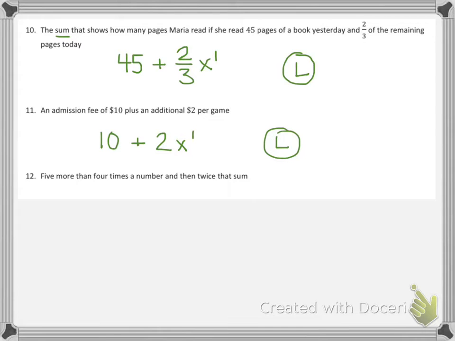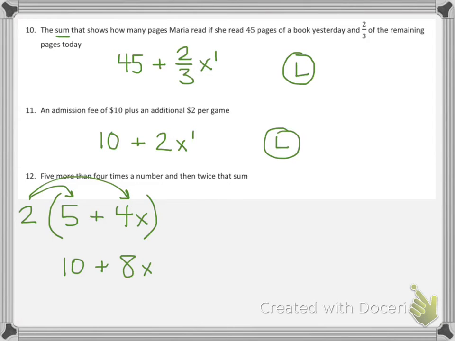And finally, 5 more than 4 times a number, and then twice the sum. So 5 more than 4 times a number is 5 plus 4x, and then twice that sum. So all of this multiplied by 2. 2 times the quantity 5 plus 4x. Using the distributive property, I get 10 plus 8x. x is to the first power, so it's linear.